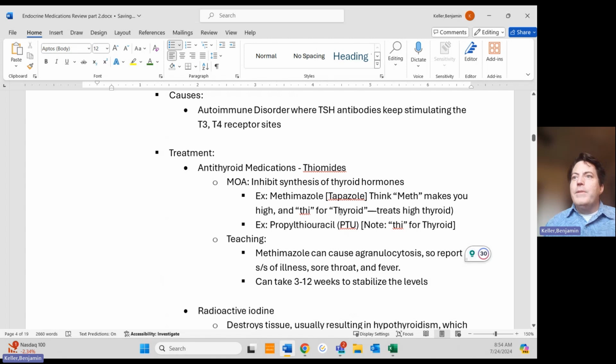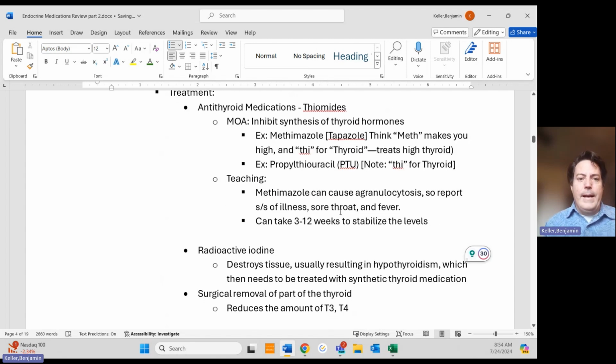So teaching: methimazole can cause agranulocytosis. And if you remember, other drugs cause agranulocytosis too. And that means that you are going to have things like low white blood cell function. So they need to report signs and symptoms of illness, like sore throat and fever, anything that says they might be getting sick, because their white blood cell numbers are going to start to tank sometimes. It can also take 3 to 12 weeks to stabilize the level. It's because the thyroid gland is a gland, so it's absorbing and storing all of this thyroid hormone, and it's going to take a while for the body to utilize all that. So it can take a little bit of time.